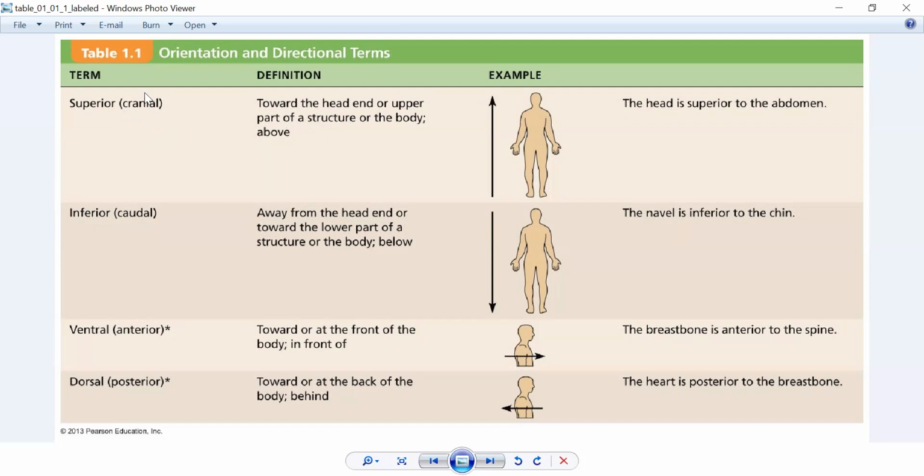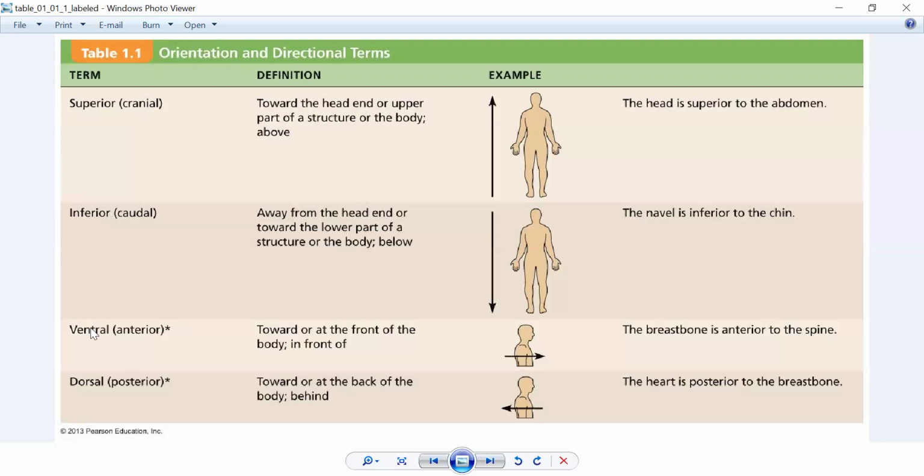Cranial. Now, cranial doesn't necessarily mean superior. Cranial is usually referring specifically to an organism's head, the cranium. So cranial is usually referring to near the head. Caudal. Caudal is usually referring to the tail portion of an organism.